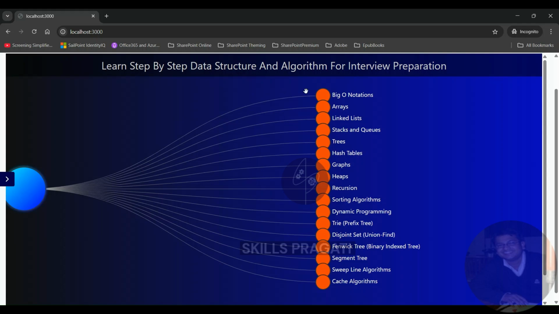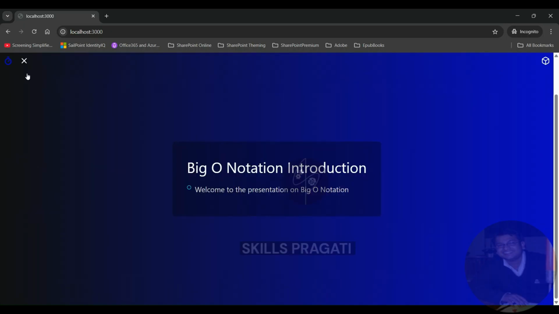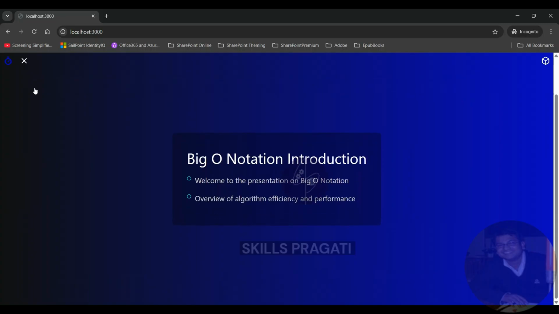Welcome, everyone, to our presentation on Big O Notation. Today, we'll explore algorithm efficiency and performance and discuss why a deep understanding of Big O is critical in computer science. We'll see how this concept is not just theoretical, but a practical tool that helps in designing efficient algorithms.